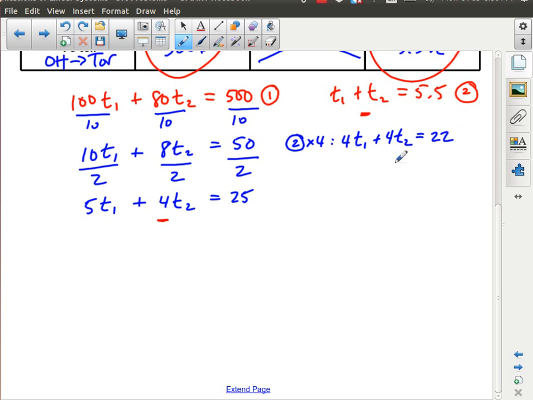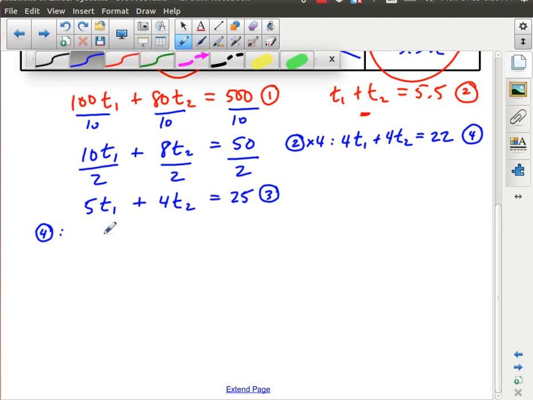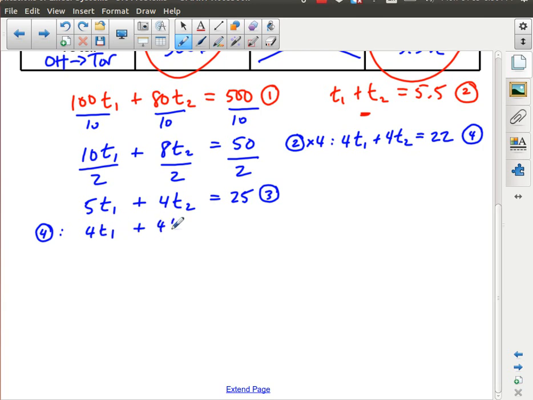So I'm going to call this one I changed equation 3, and this one I'm going to call equation 4. And now I'm going to actually rewrite equation number 4 down here. Let's just erase that little part there. And I end up with 4t1 plus 4t2 is equal to 22.